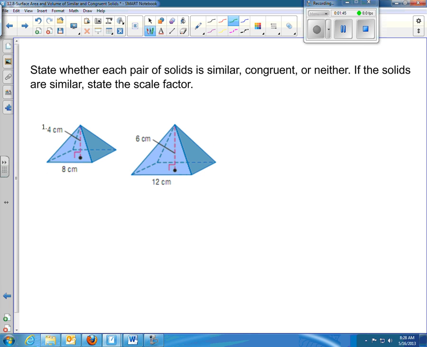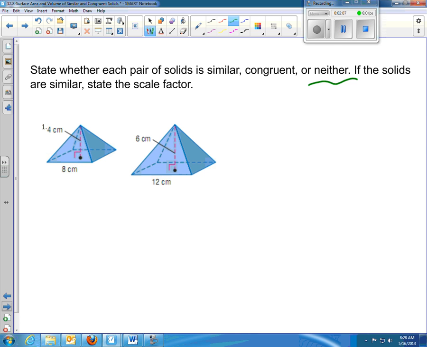All right, so now we know what a congruent solid is and a similar solid. If it's a similar solid, it's going to have the same scale factor. If we're looking for congruent, it's going to have the exact same measures. And here's our other option: it could be neither. Remember, when it's neither, neither of those things are happening. So in these next few problems, if they're similar, we're going to state the scale factor.